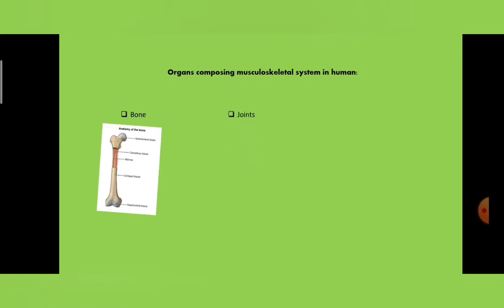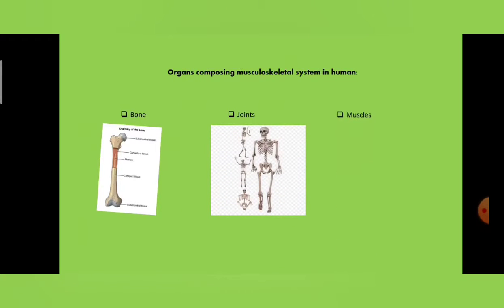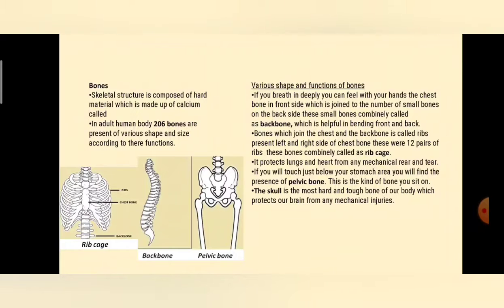Okay, next. The organs composing the musculoskeletal system in humans consist of bones, joints, and muscles. First, we discuss bones. Bone is a skeletal structure composed of hard material made up of calcium. In the adult human body, 206 bones are present, of various shapes and sizes according to their function.